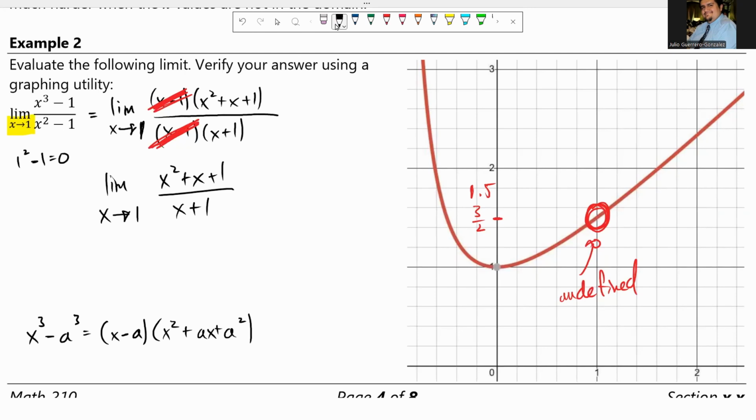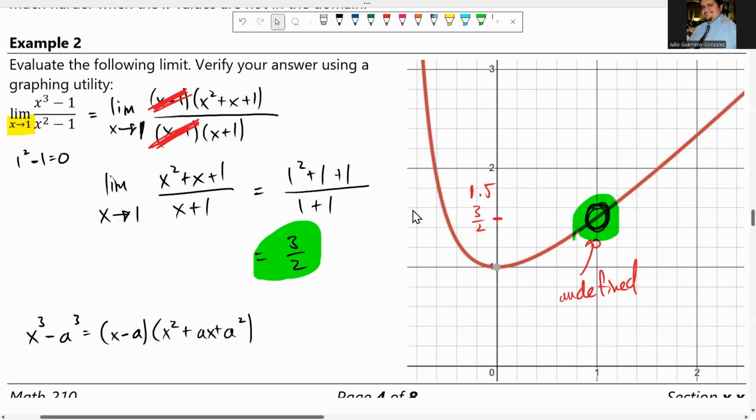Now notice, there is no problem with us plugging in the value 1. So what we get to do now is this: 1 squared plus 1 plus 1, all over 1 plus 1. And look at what we get. That's going to be 3 over 2, exactly where we thought that limit was going to go.